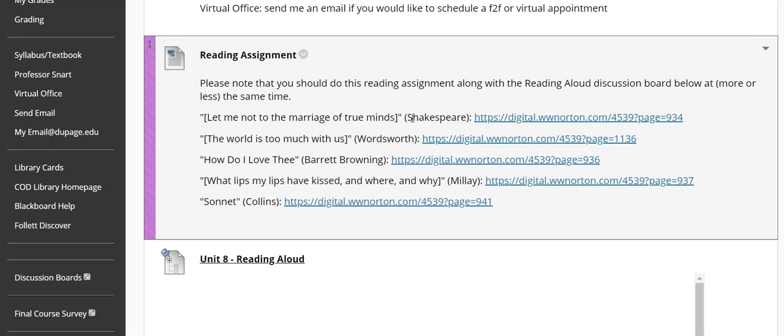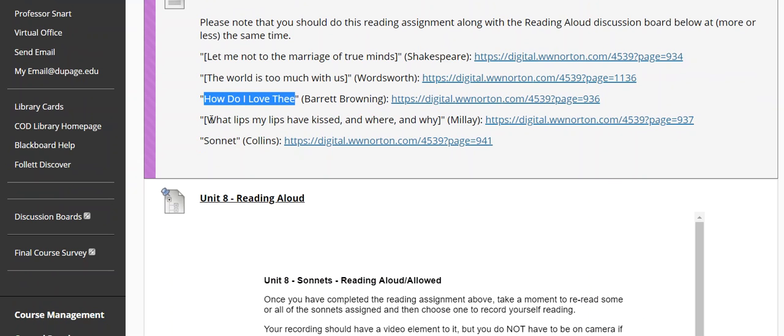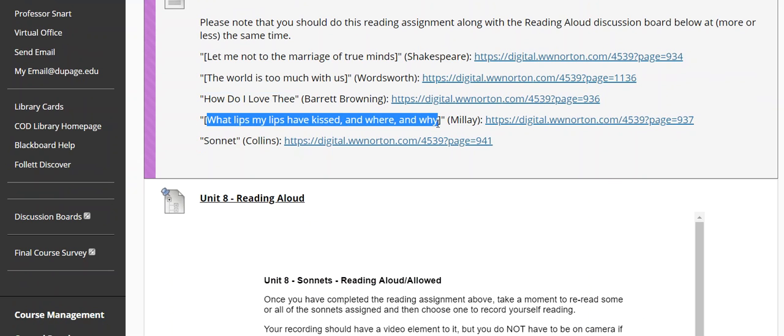Some of them are old and very traditional, like Shakespeare, for whom one sonnet form is named, the Elizabethan or Shakespearean sonnet. Wordsworth's is a more almost conversational use of the sonnet form. How Do I Love Thee is a poem that many people know, even if you never realized it was a sonnet before. And then a really great early 20th century example of the sonnet, Edna St. Vincent Millay's What Lips My Lips Have Kissed and Where and Why.